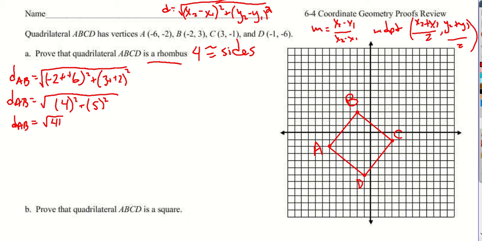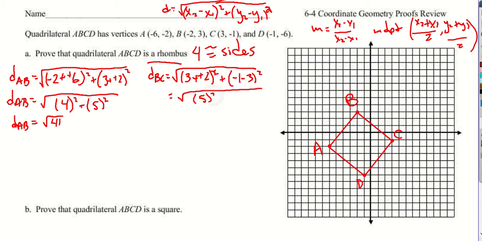All right, so we're going to do the same thing for BC. So the distance of BC, so square root, okay? So we're going to go x2, which is coming from C, so 3 minus -2 squared, so that's going to be the plus, squared. And then the y's, so from C, -1 minus 3 squared. So this is going to turn into 3 plus 2 is 5 squared plus -4 squared, which is 16 plus 25. So that once again is the square root of 41.